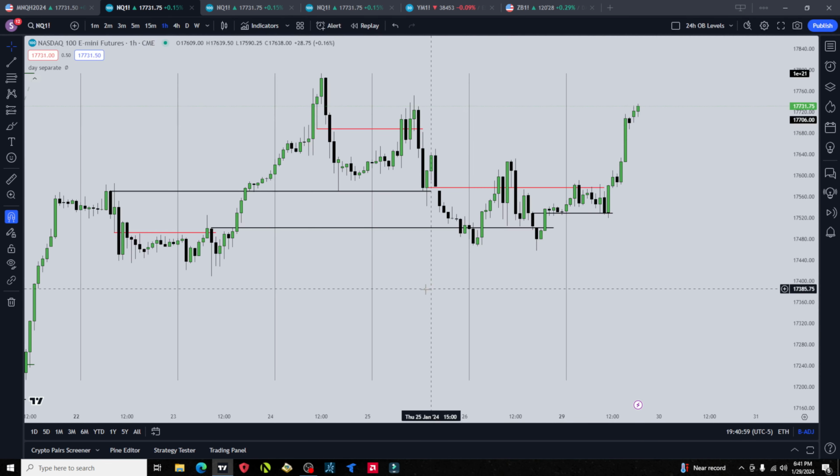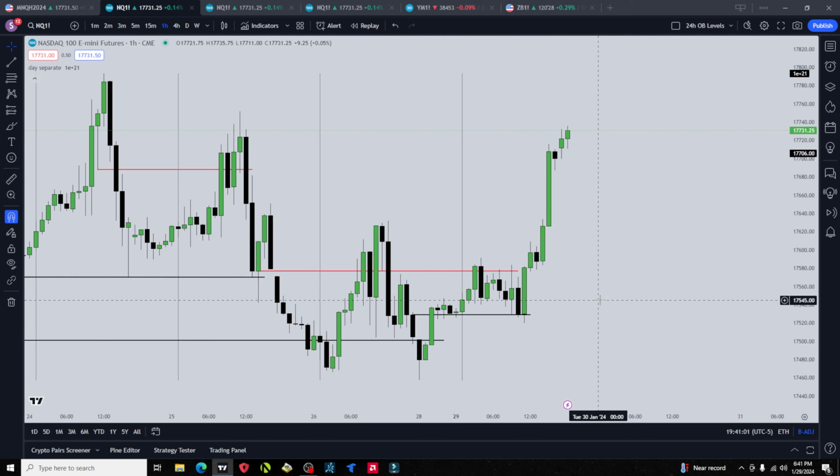If I go to my other chart, I have hourly order blocks denoted here. Here's a bearish order block and a bullish order block. So you can see price was consolidating back and forth between these two.